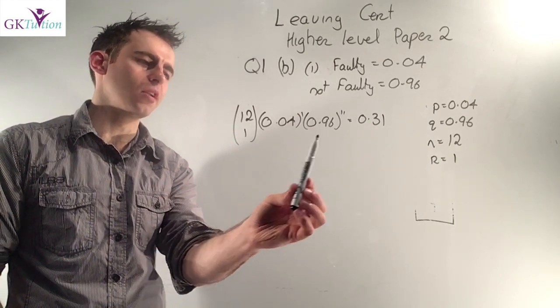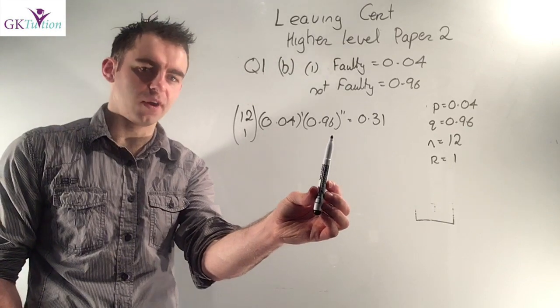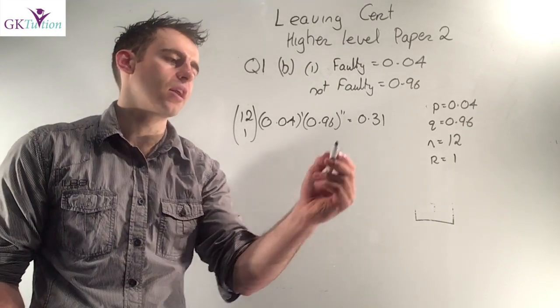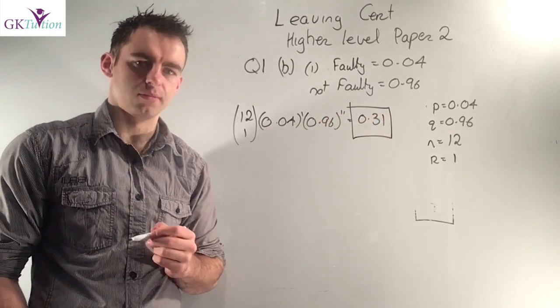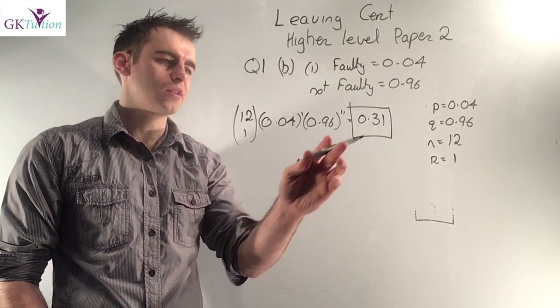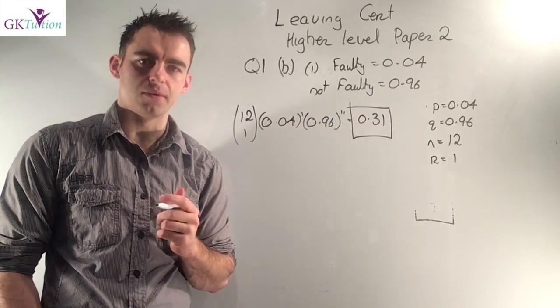One of them is going to be faulty, 11 of them are going to be not faulty, so if you just plug that into your calculator, you get 0.31. It asks me to leave it to 2 decimal places, so you get the 5 marks for 0.31.